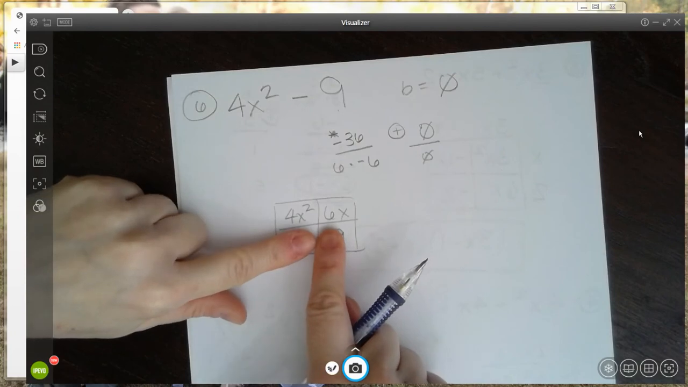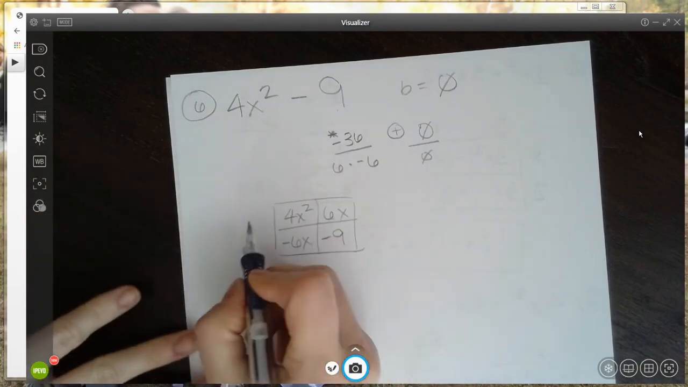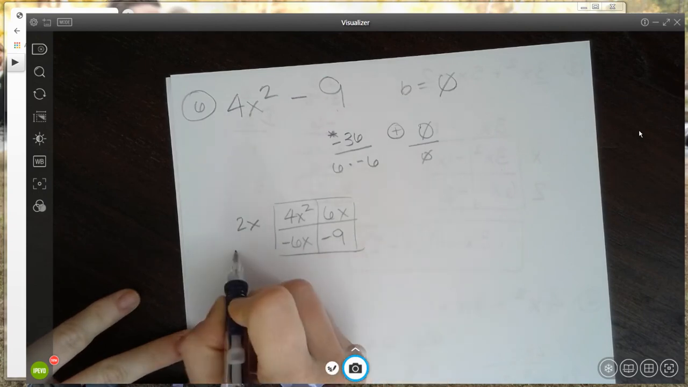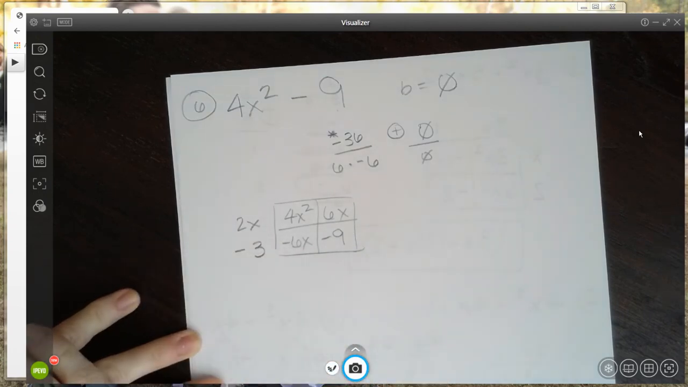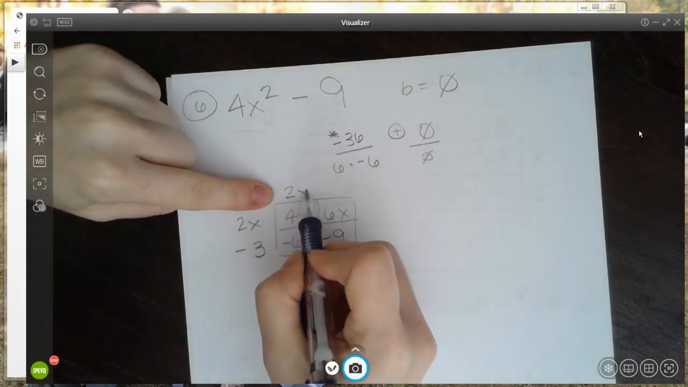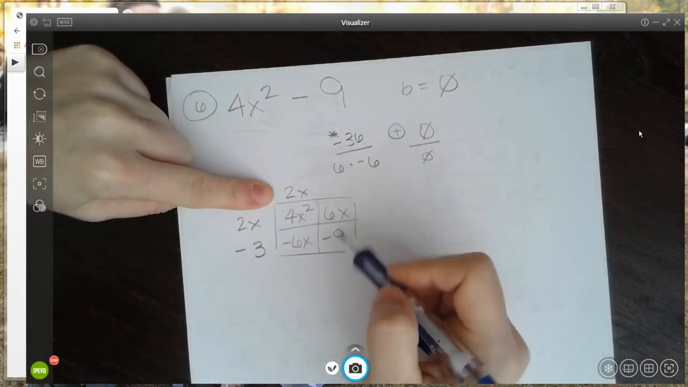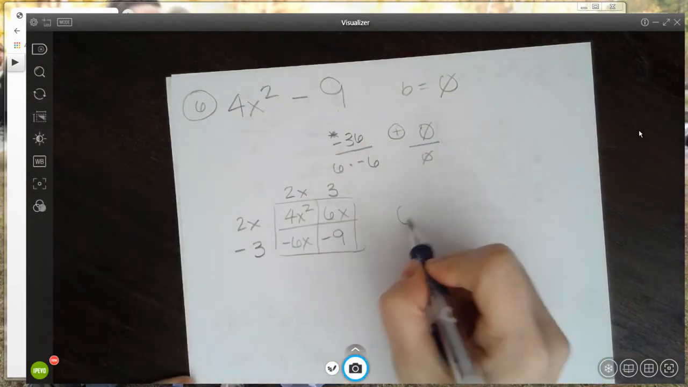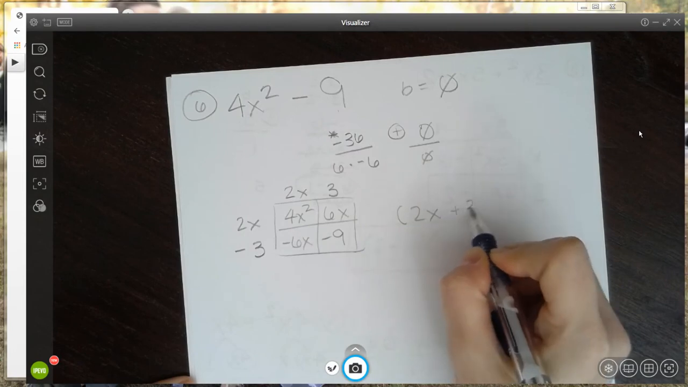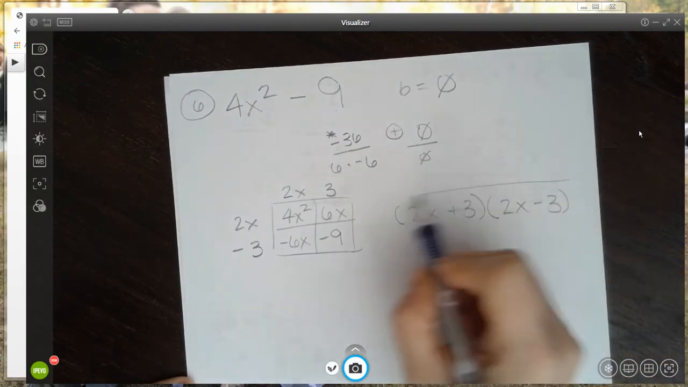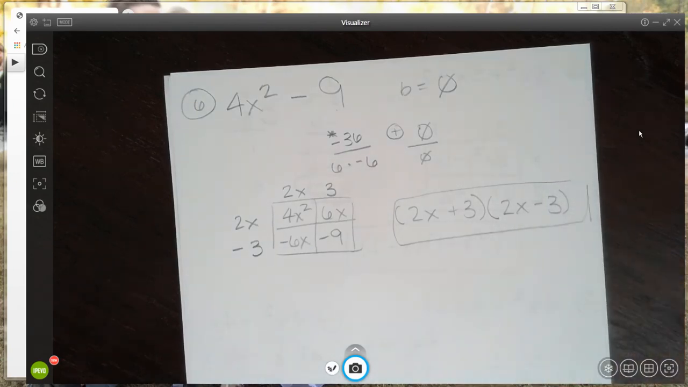4x squared and 6x, they have 2x in common. Negative 6x and negative 9 have negative 3 in common. Here, again, 2x, but here they're not both negative, so that's just going to be 3. So I've got 2x plus 3 and 2x minus 3. And that would be my final factorization of 4x squared minus 9.